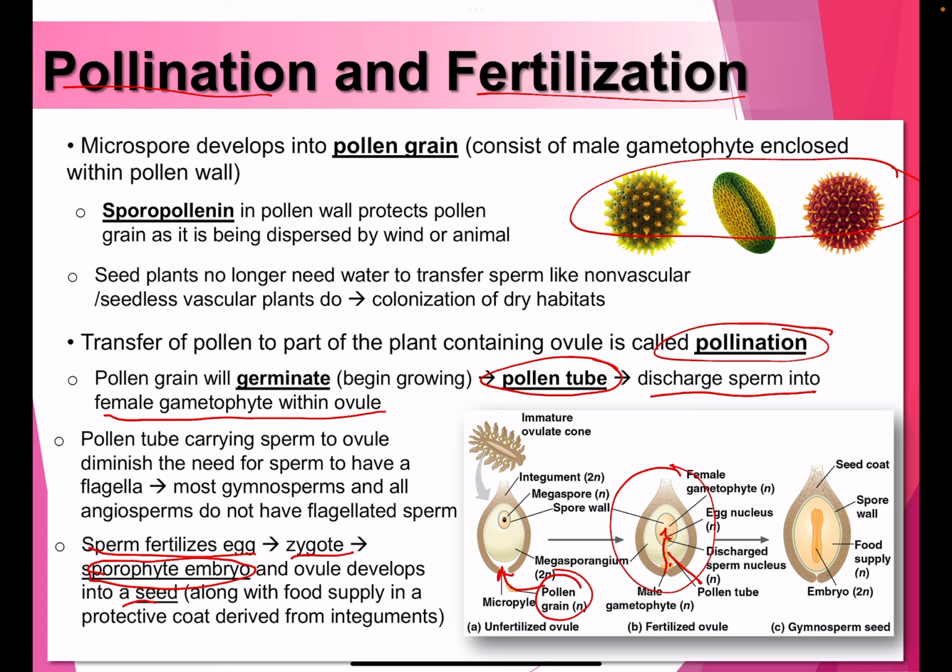Now, within the seed, there's also a food supply that allows for enrichment and gives nutrients to the embryo as it grows. And also, there is a protective coat called the seed coat that is derived from the original integument that we talked about earlier.